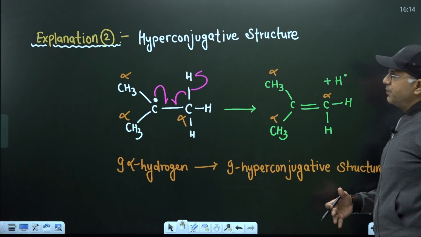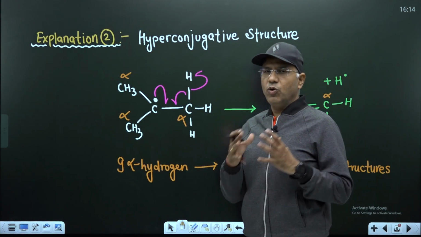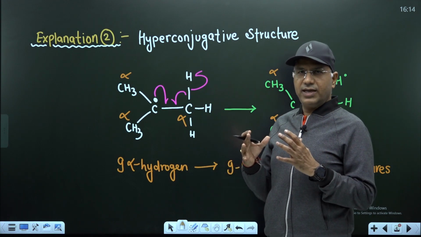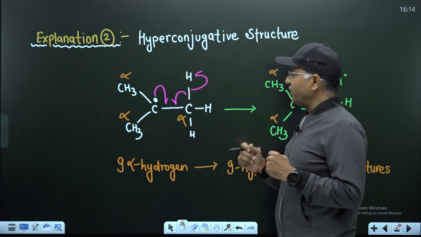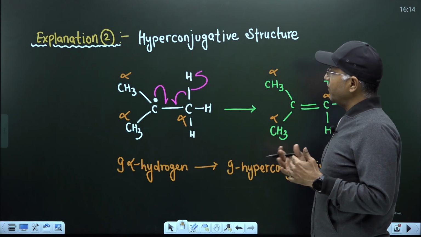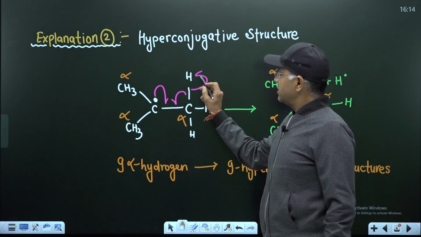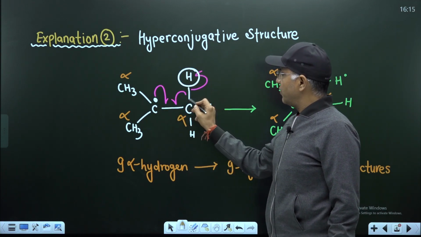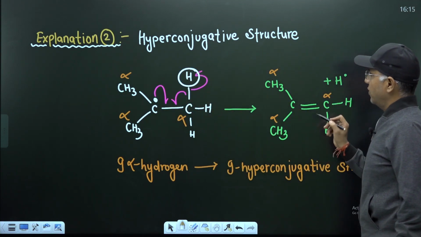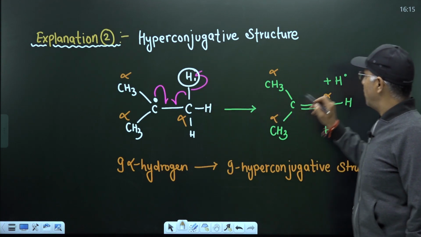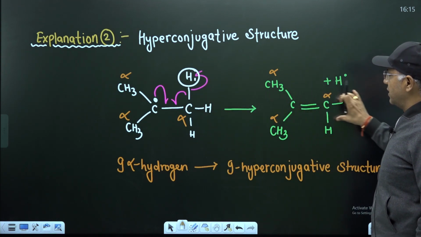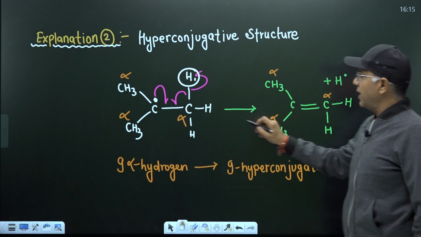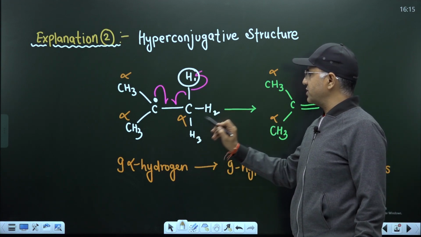Now we can also explain by hyperconjugating structure why more alpha hydrogen means more stability of alkyl free radical. Now in free radical, more alpha, more stability. How can we explain this by hyperconjugation? Just remove H dot, and there will be a formation of pi bond. I remove this H1 in the form of H dot, homolytic cleavage, and there is a formation of pi bond. Similarly, I can remove H2 dot, I can remove H3 dot.